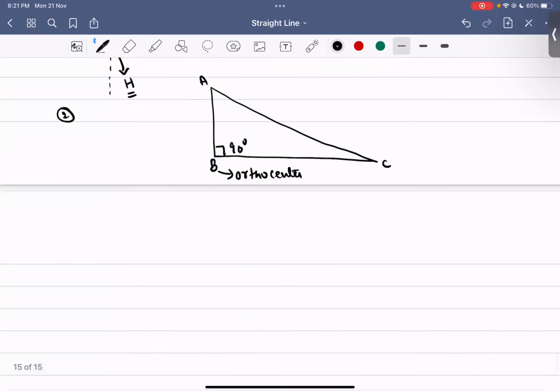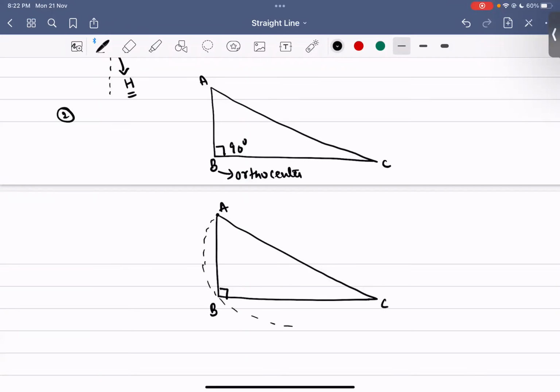See, the same copy I will take. So this is the right angle triangle. Now where the circumcenter lies, we will see. We draw the circle first, through A, B, C. So if you draw the circumcircle, now tell me where the circumcenter lies. The angle here is 90 degrees.